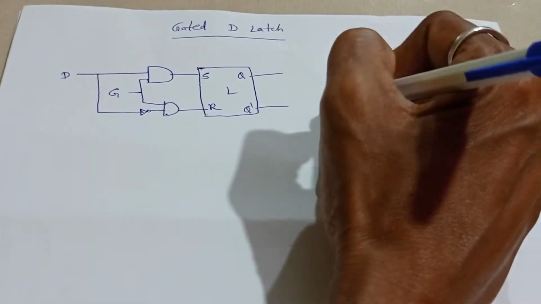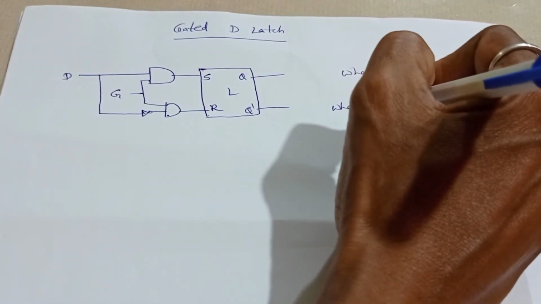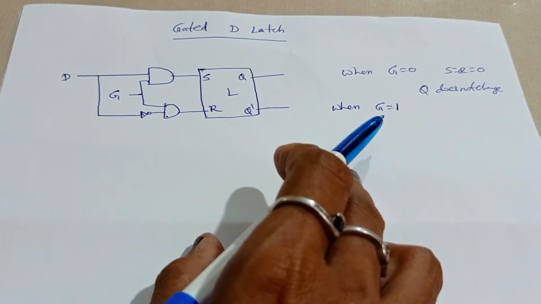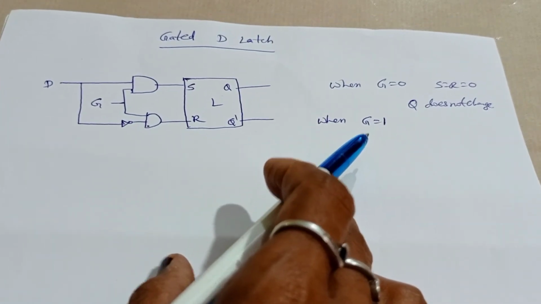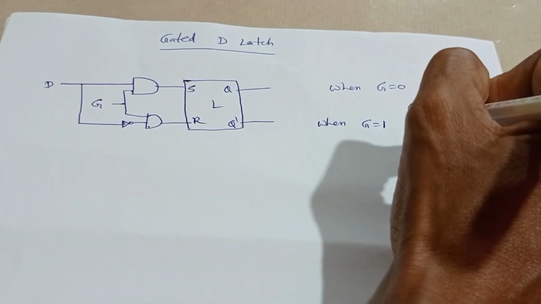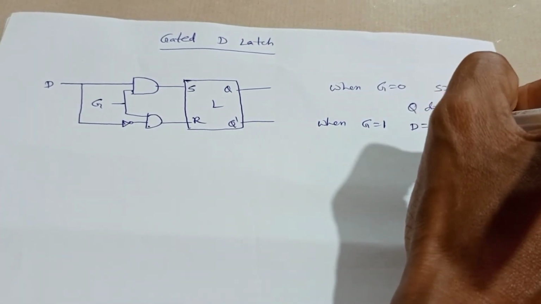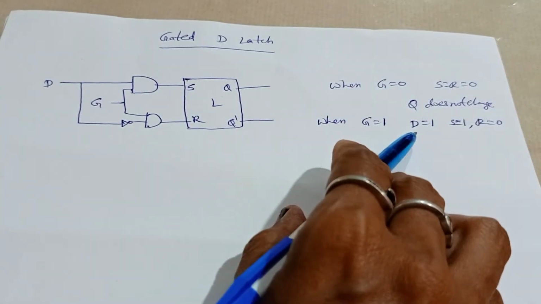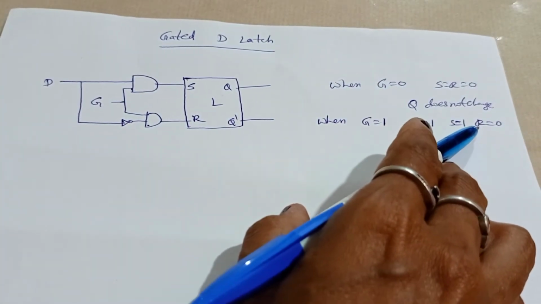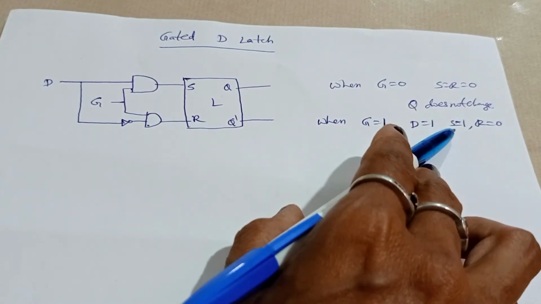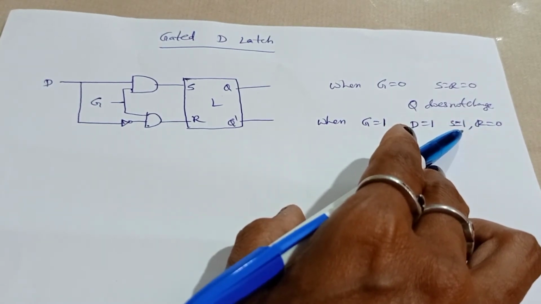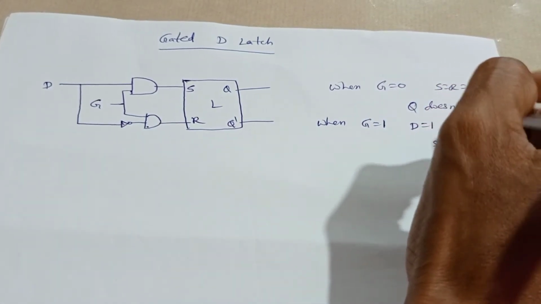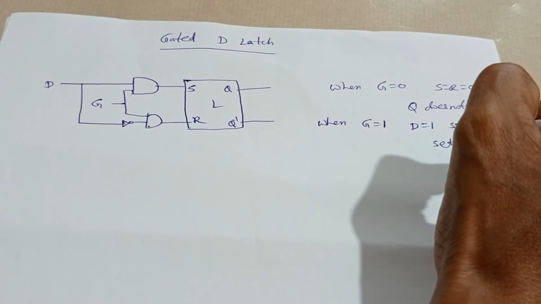So always gate G should be 1. When G is equal to 1, now we'll check the conditions. That is D is equal to 1 and S is equal to 1, comma R is equal to 0. When D is equal to 1, S is equal to 1 and R is equal to 0, this means set. S is equal to 1 means set. So this works as set to 1.